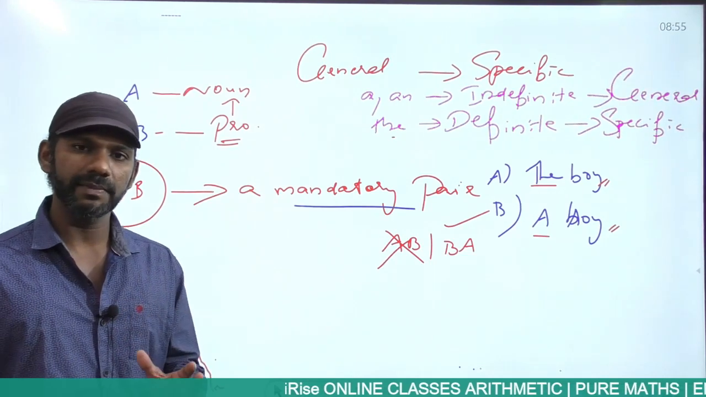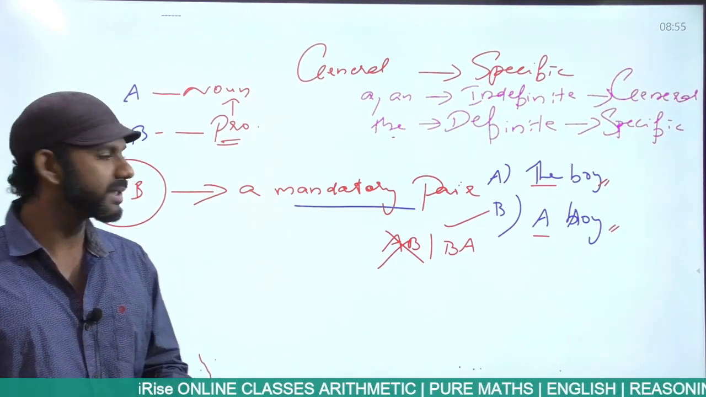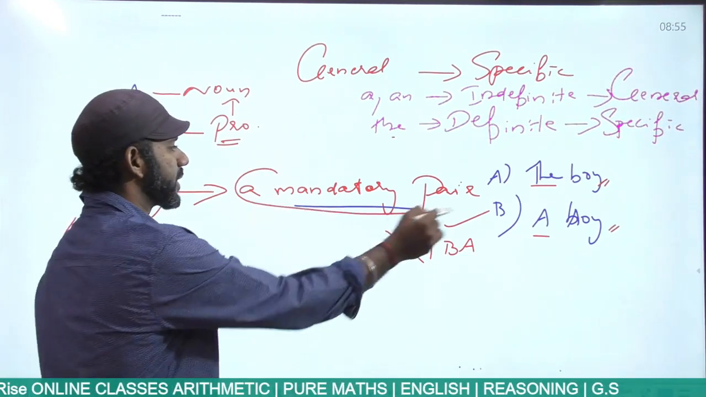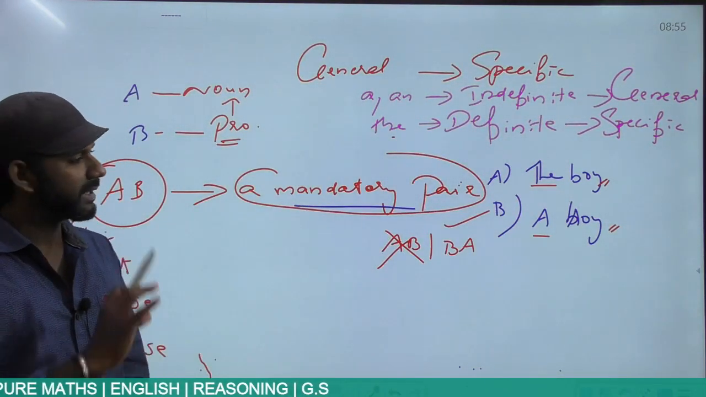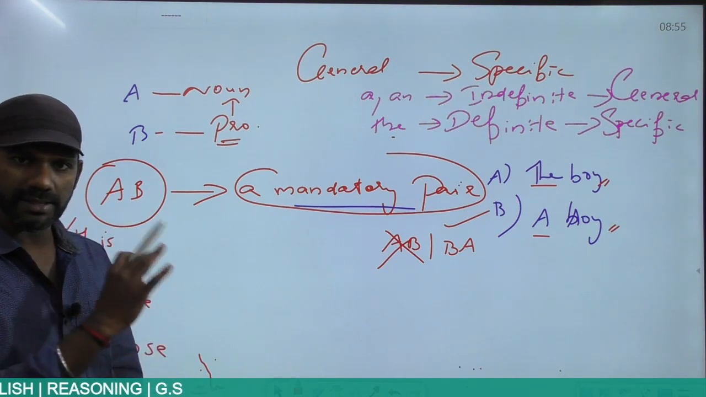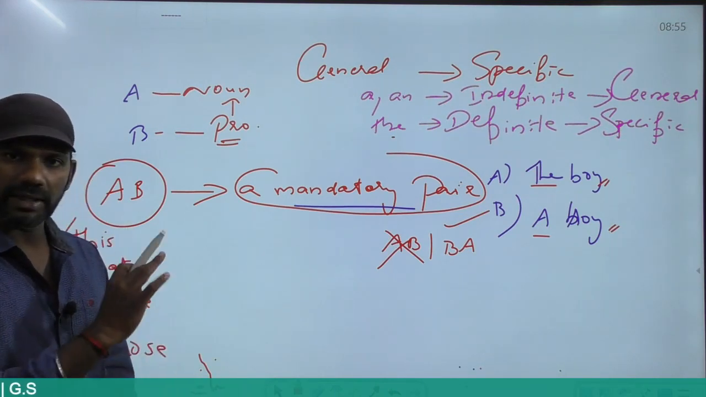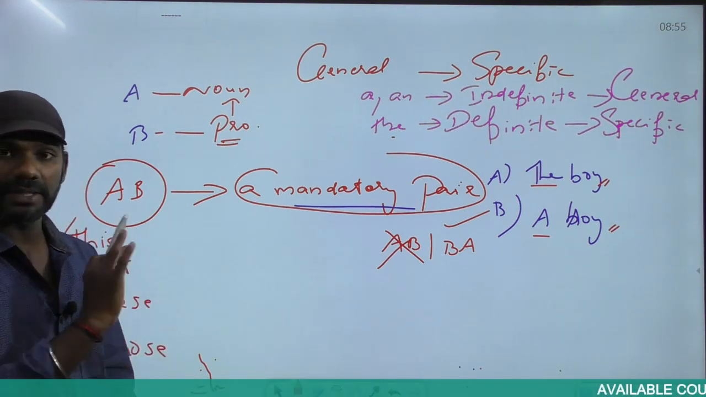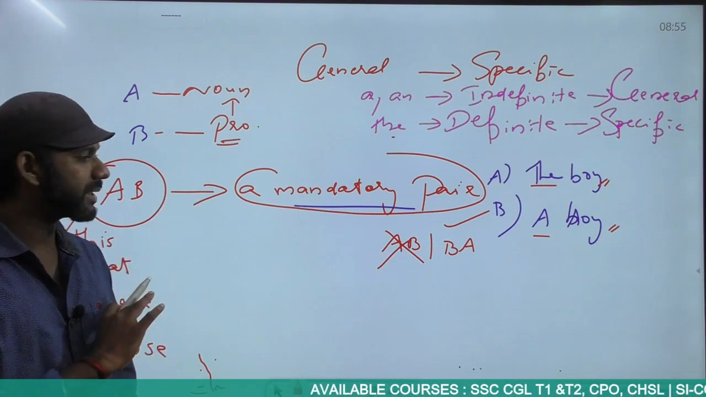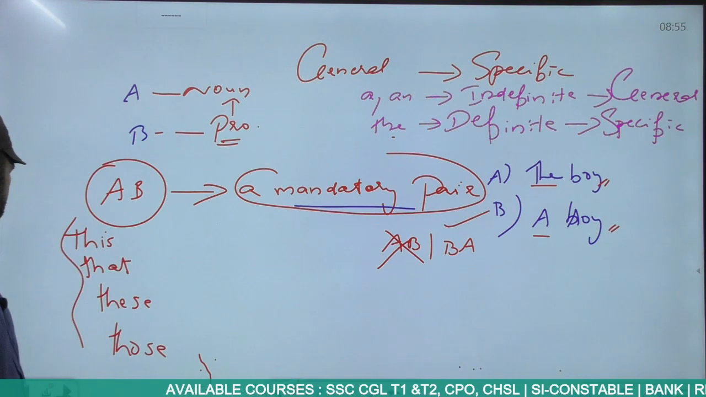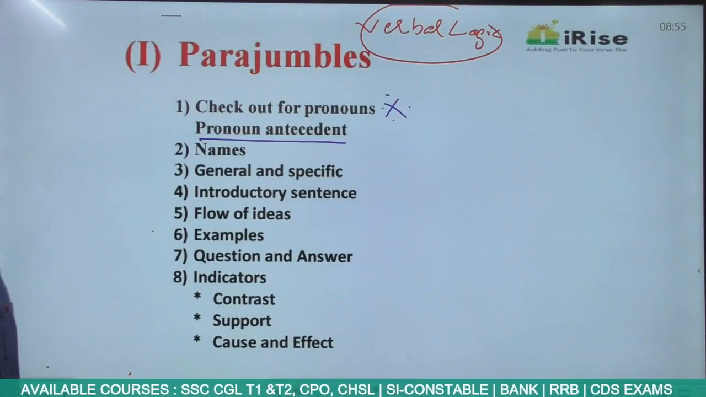So a general statement and the specific statement together can be called a mandatory pair. Clear? So here BA is a mandatory pair. The same word is used in two sentences, A and B. B is general, A is specific. The change happens from general to specific. Here the mandatory pair must be BA and not AB. So this is the concept of general and specific.